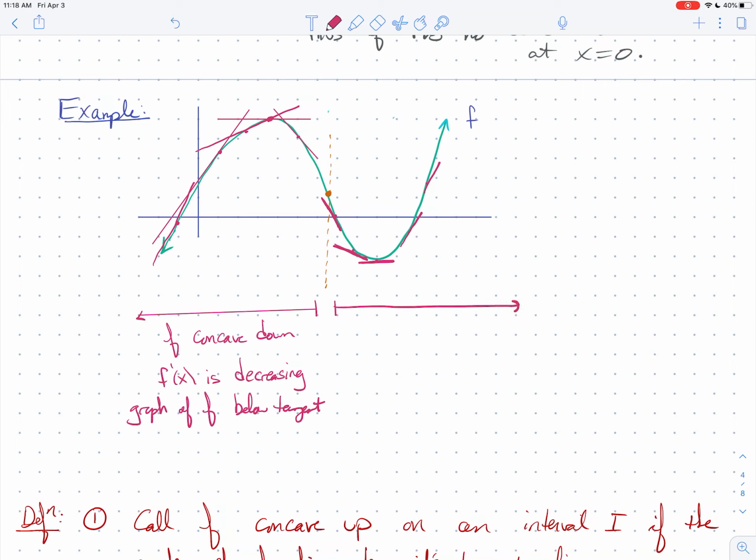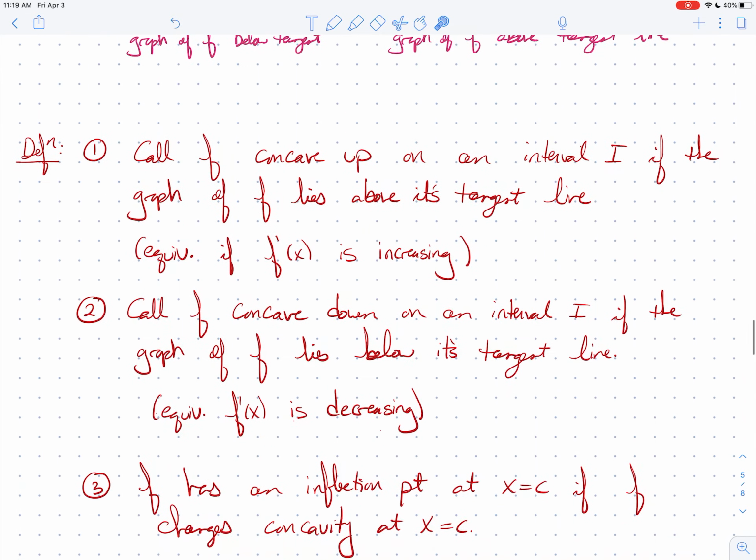On this side, f is concave up. And you can see that f prime is actually increasing. And you can see that the graph of f is above the tangent line. The graph of f is sitting on top. The tangent lines are all sitting below. So with that example in mind, I hope that helps illustrate the following definition.